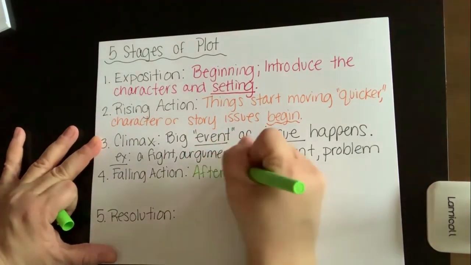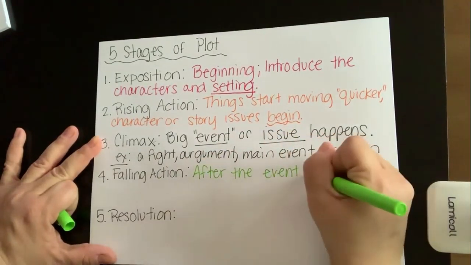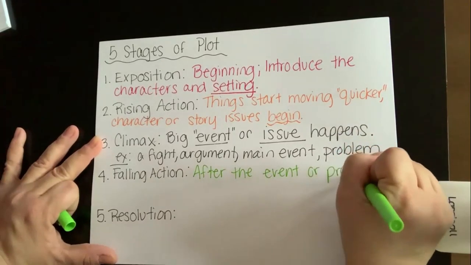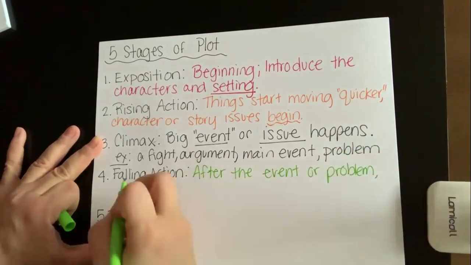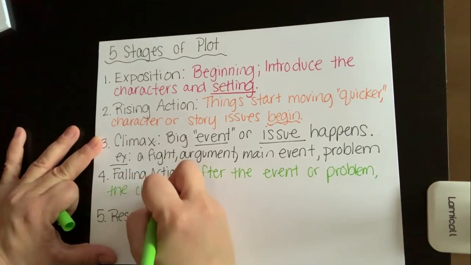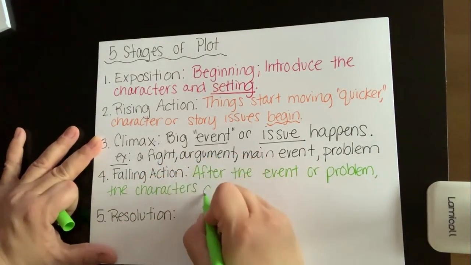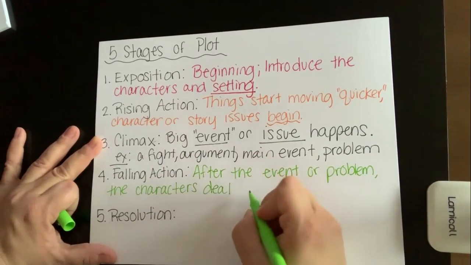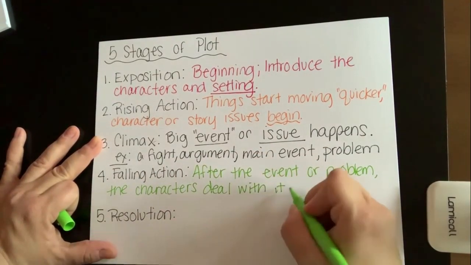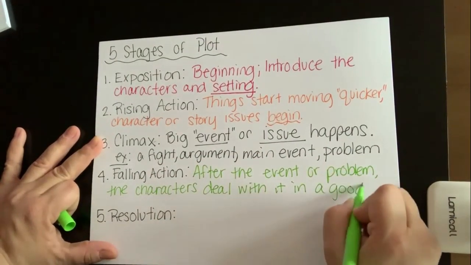After the big problem comes the falling action. That's when, after the event happens, things start to go back into place. So let's say a main character and a bully have a big fight. After the fact, the character is going to deal with things and go through things differently than they would have done in the beginning, because this big main event didn't happen.